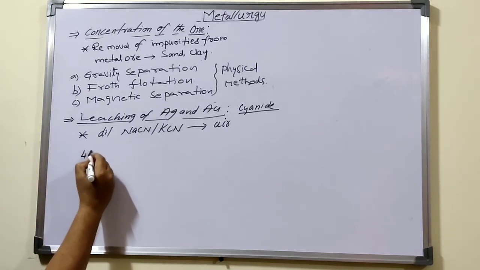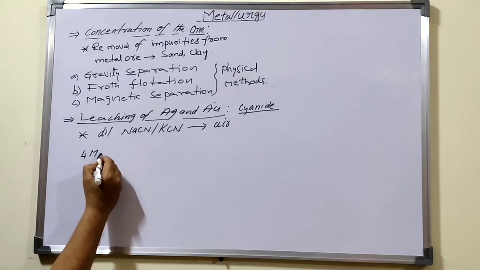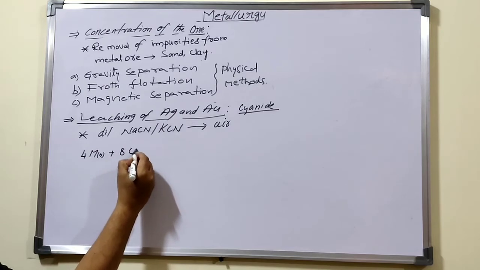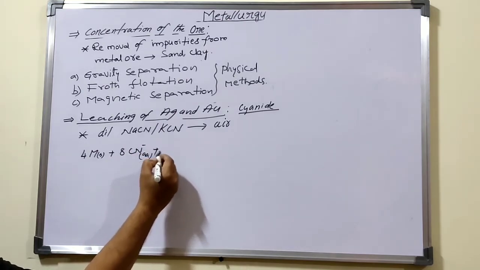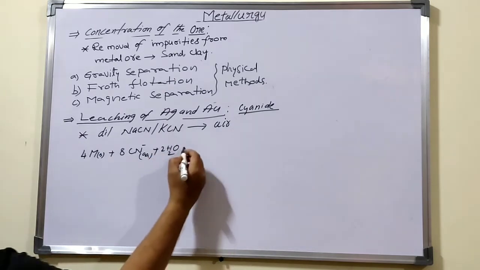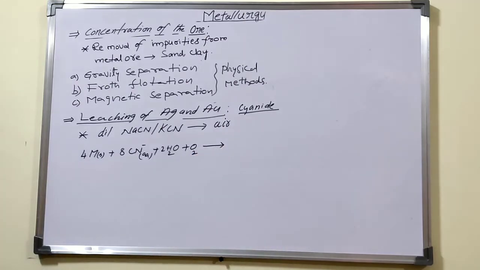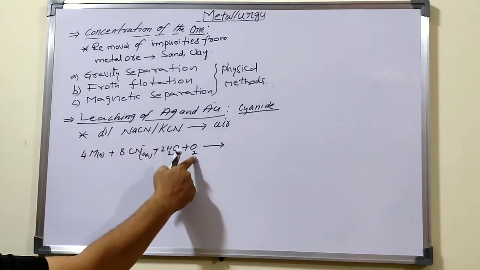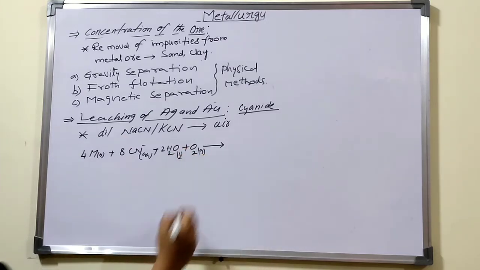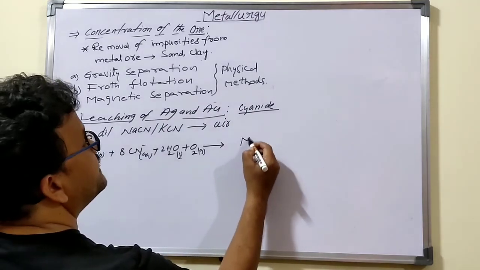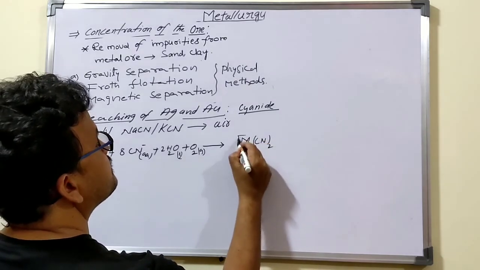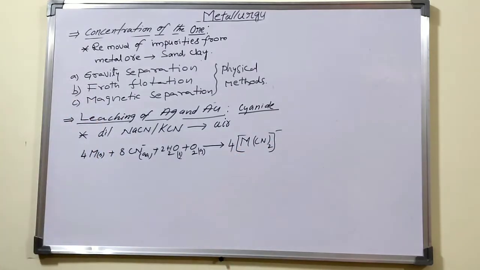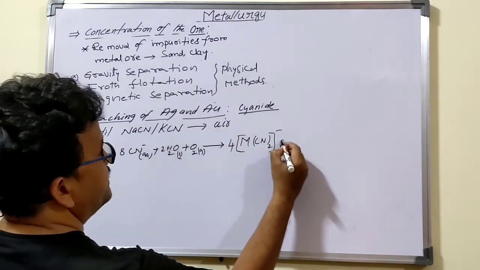Now, 4 moles of metal in solid form and 8 moles of cyanide in aqueous form are treated with air, nothing but oxygen. This is the reaction. Metal ore, cyanide aqueous solution, and oxygen gas. Then we are getting a metal complex, that is metal cyanide complex, which is in aqueous state.